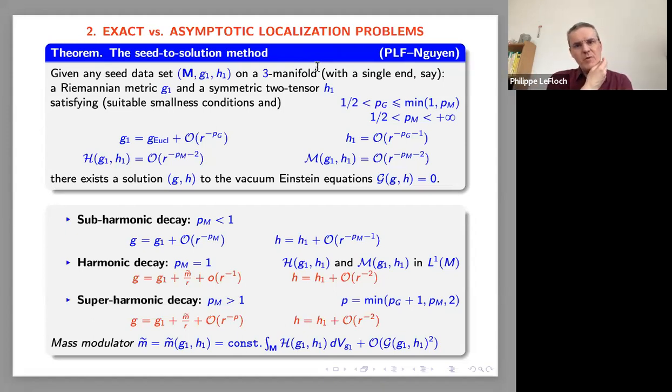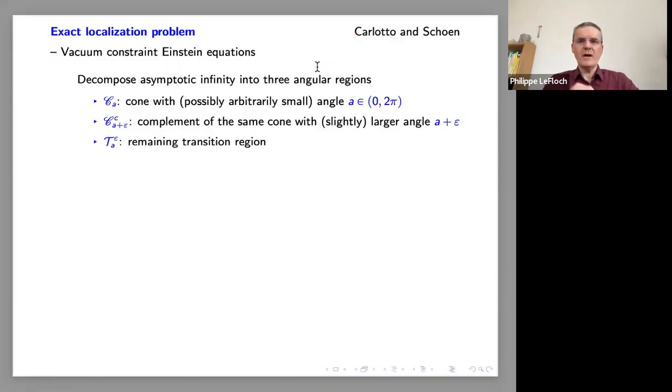So in this first paper with Nguyen, in the case where the ansatz is built so that the matter exponent PM is greater than 1, then there is a result which is super-harmonic in the way that it is stated. So there are some additional terms, this m tilde, on which we have a certain control. Now, the problem that was posed by Carlotto and Schoen can be stated in the following way, and that was solved to some extent by them.